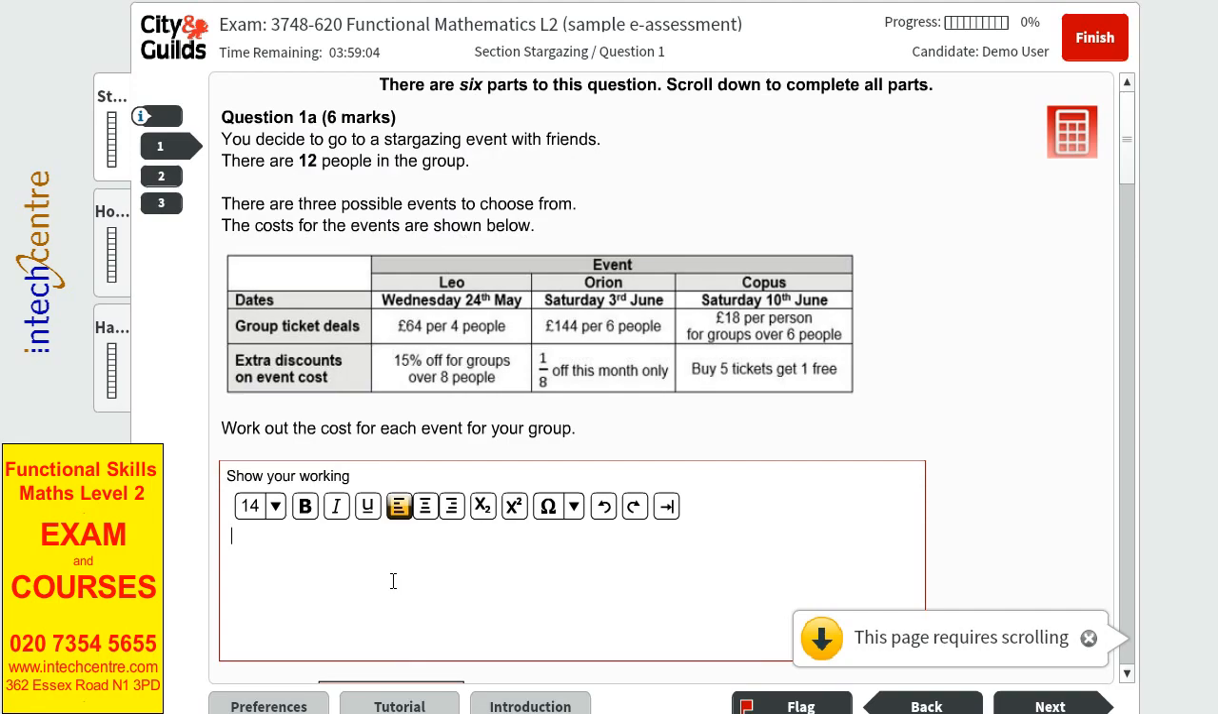Now, in the actual exam, you may not have time to put all of the information down in your show working box. So we'll write Leo so that we can separate one from the other. They're telling us that the cost is £64 for 4 people, and it's 15% off for groups over 8 people. As there are 12 people in our group, we qualify for the 15% discount.